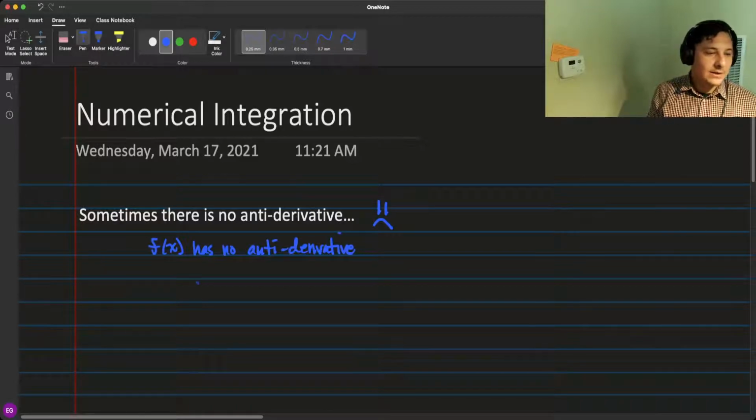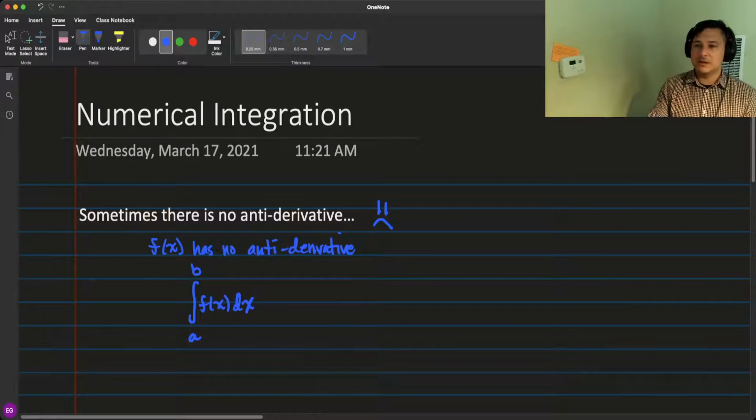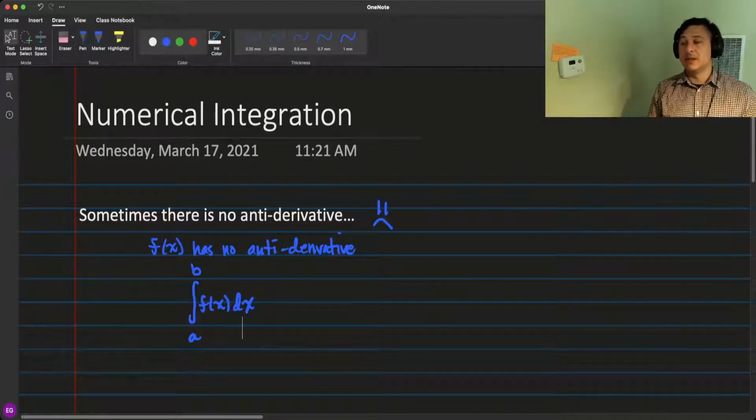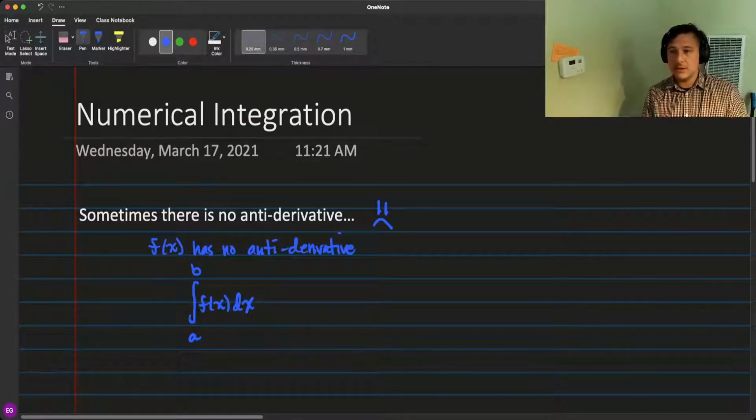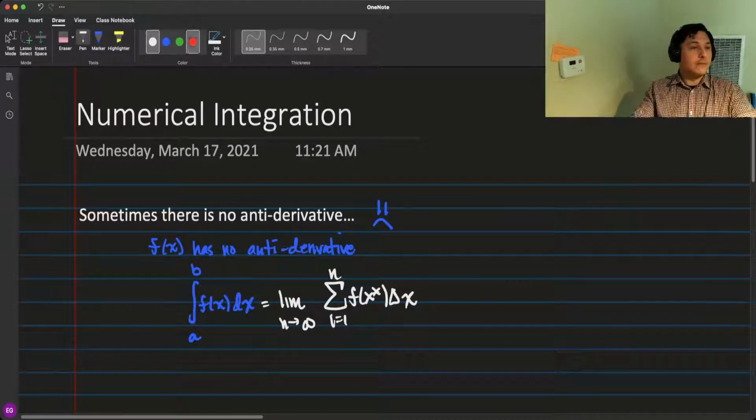If f of x has no antiderivative, and you want to calculate some definite integral with f of x, what is your only option to find this answer? You can't use the fundamental theorem of calculus. Yeah, you basically have to do the limit of the Riemann sums, or some other method related to it.